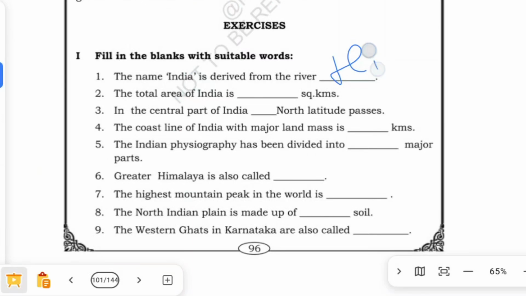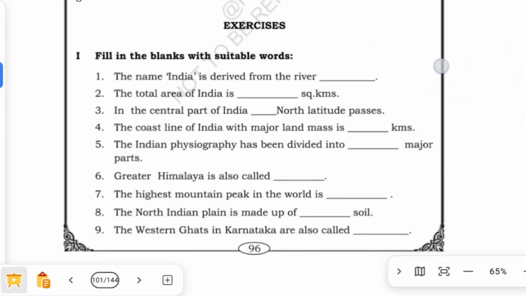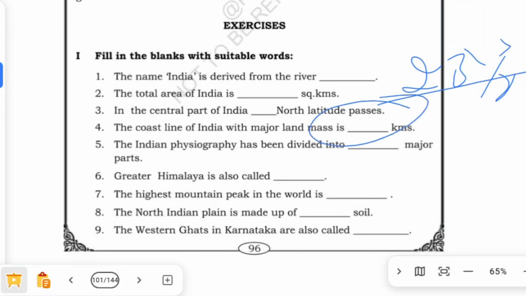That is Indus. The total area of India is 328723 square kilometers. Which north latitude passes through the central part of India? So what is the answer for that? 23.5 degree north latitude passes. And the coastline of India, the major landmass, what is this called? The Deccan Plateau.